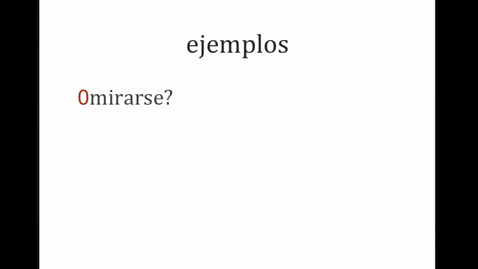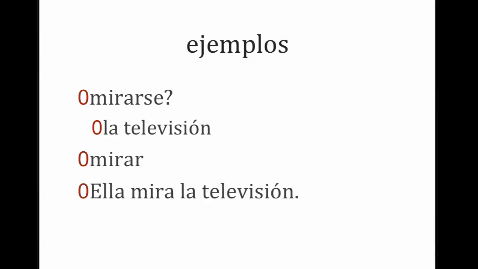Okay, now what you just saw, could it be mirarse? Well, what was I doing? Was I doing something to or for myself? As in, was I looking at myself? No, I was looking at the TV. Therefore, we're just going to use mirar. It is not a reflexive verb because it is not an action that I am receiving. Although I am doing it, I am looking at the TV, I am not the one receiving the action, meaning I'm not looking at myself. So therefore, we just conjugate the verb as a regular verb. Ella mira la televisión.